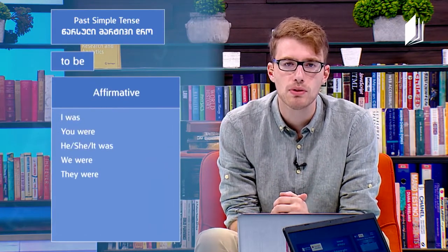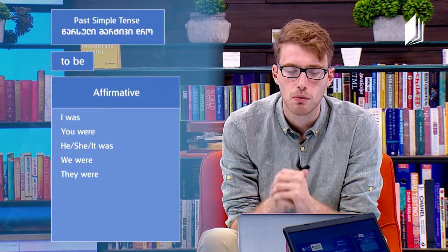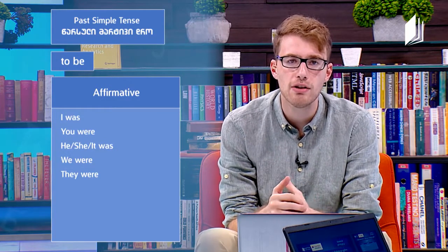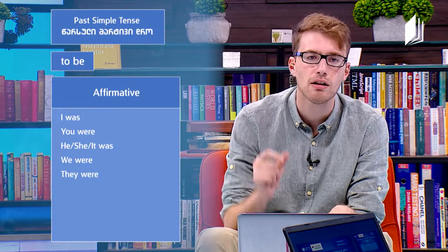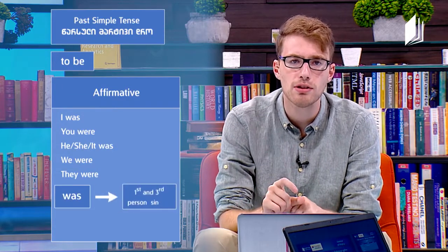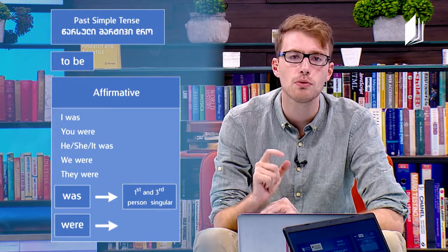So for the past simple tense, we have the verb to be. For the affirmative, I was, you were, he, she, it was, we were, they were. And please take notice that for the singular first person and for singular third person, we use was. And for the others, we use were.